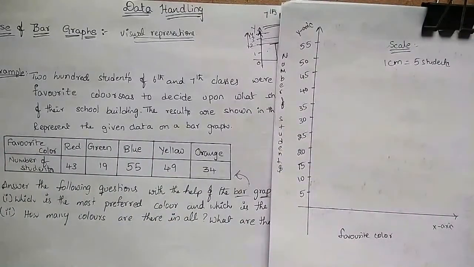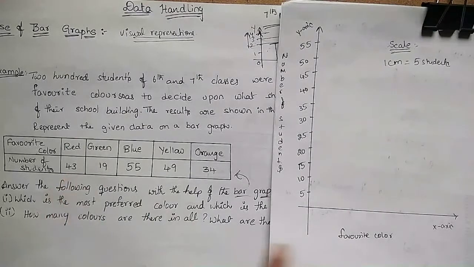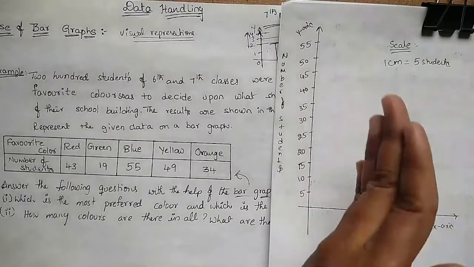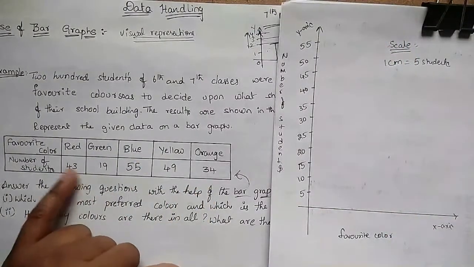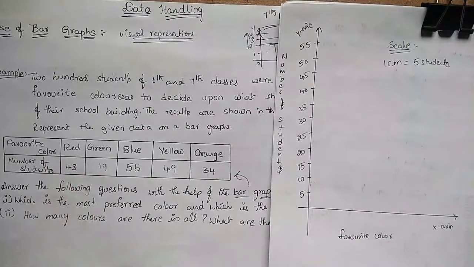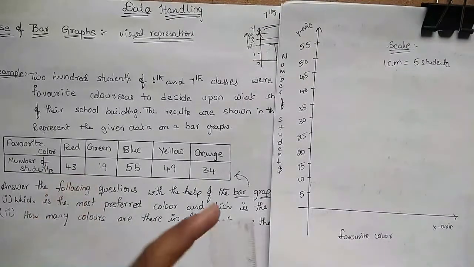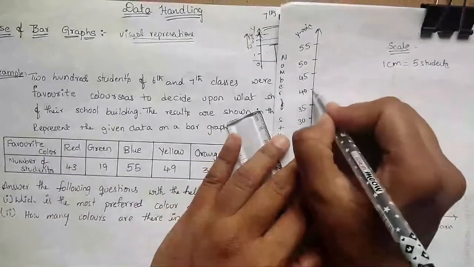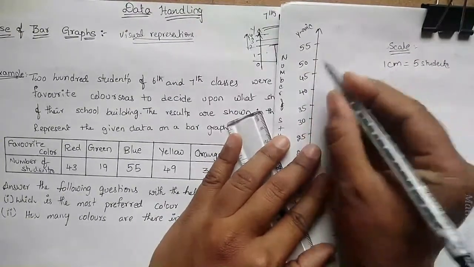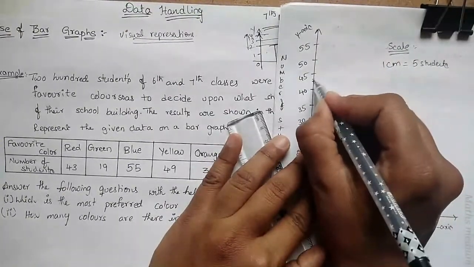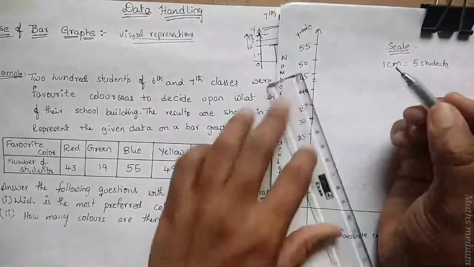Now what we have to do is, for the favorite colors, with the same width of the bars, the length is the number of students. So first take the red, 43. So first mention 43. How is it here? This is 40 and this is 45. In between is 42.5. So just a little higher than 42.5. So this was the height.